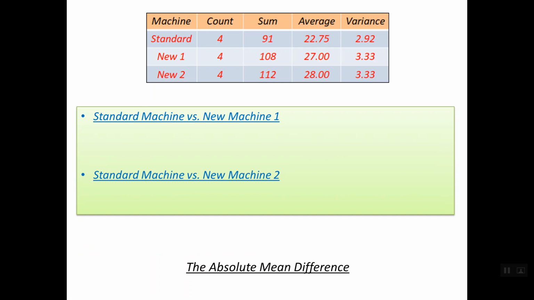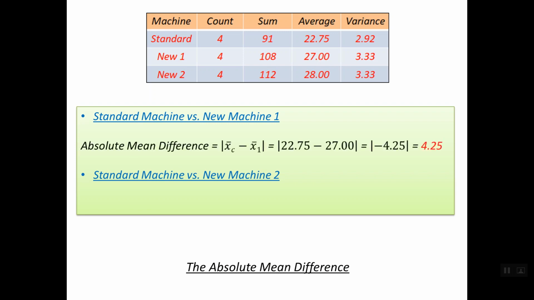First of all, let's calculate the absolute difference in the means of the productivity, first for the standard machine and machine number 1. So the absolute mean difference is the absolute value of x bar c minus x bar 1. The C here represents the control group. Regarding the control group, we have the standard machine, so the productivity of the standard machine is the control group.